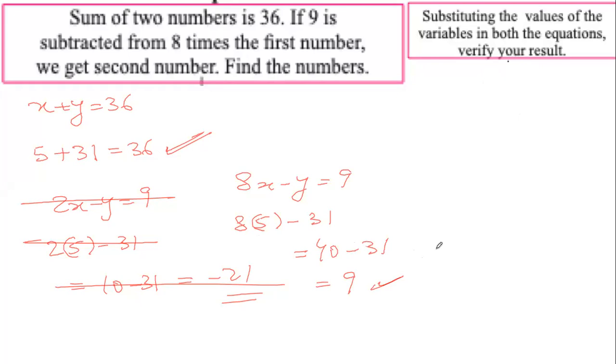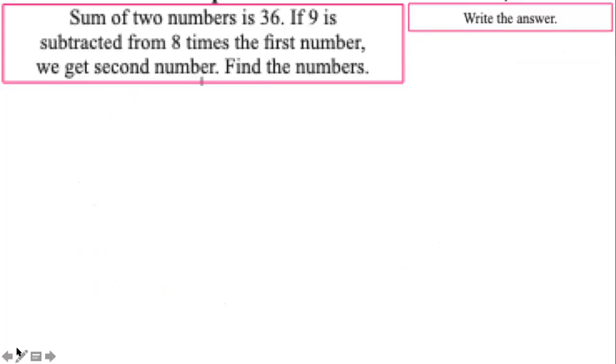Okay. Now, once we are sure that our answer is correct, we can write the answer, present the answer in the right form. That is the last step. We will say the two numbers are first number is 5, second number is 31. Done. Need 15 confirmations that all of you have understood this. 1, 2, 3, 4.